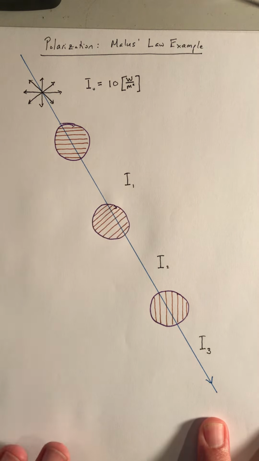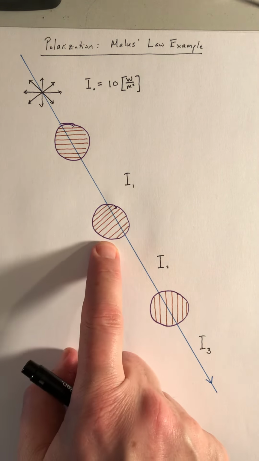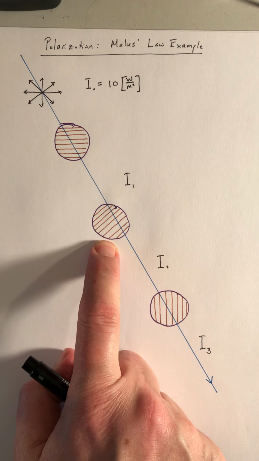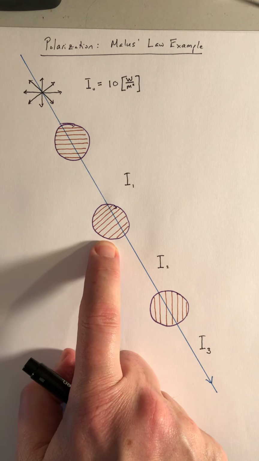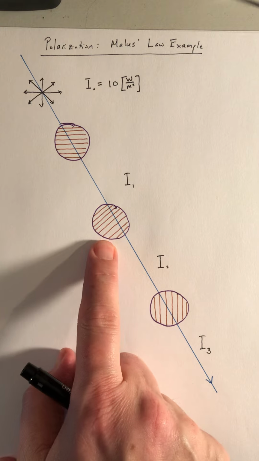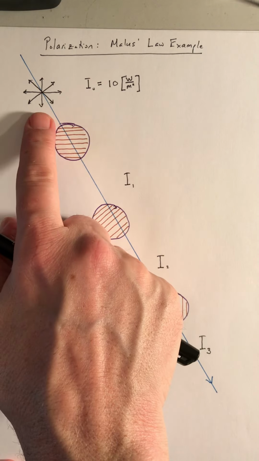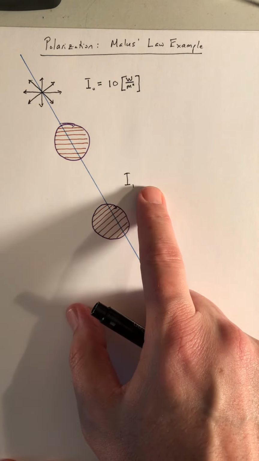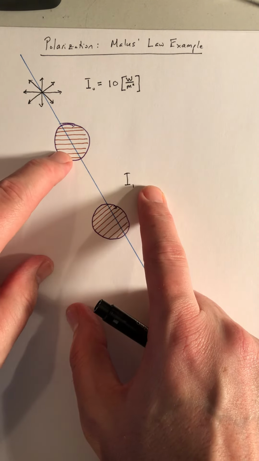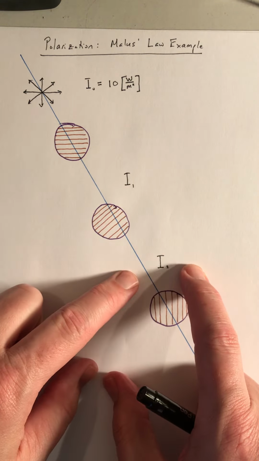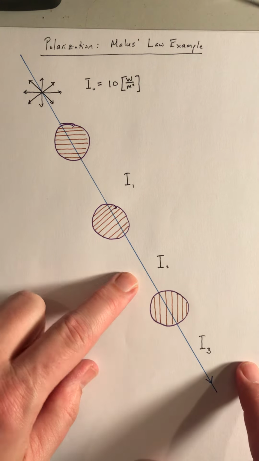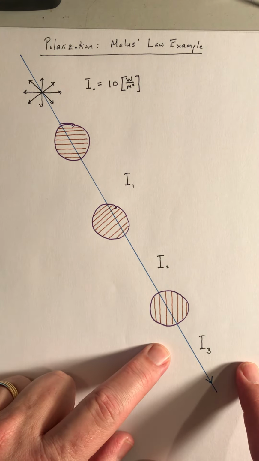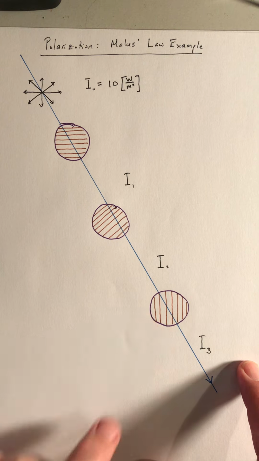Now I've introduced this intermediate polarizer that's at 45 degrees. And we want to work out, if the initial intensity of the unpolarized light is 10 watts per square meter, what is the intensity here after passing through the first polarizer? Intensity after passing through the second polarizer? The intensity after passing through the third polarizer.